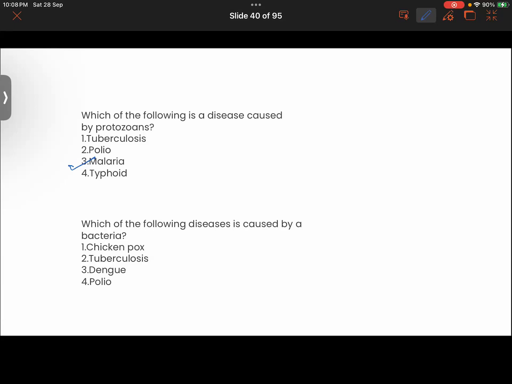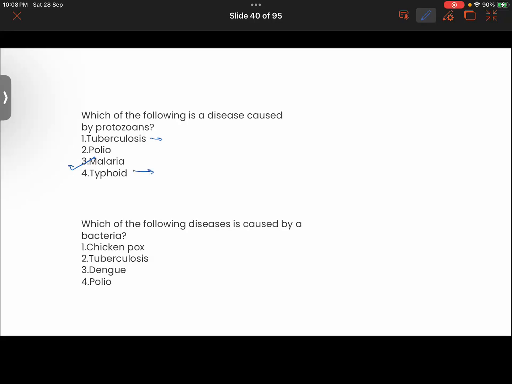What about other diseases like tuberculosis? That's bacteria. And the name of the bacteria is... Mycobacterium tuberculosis. Okay, that will be causing it. Polio is caused by the poliovirus, and typhoid is caused by Salmonella typhi.